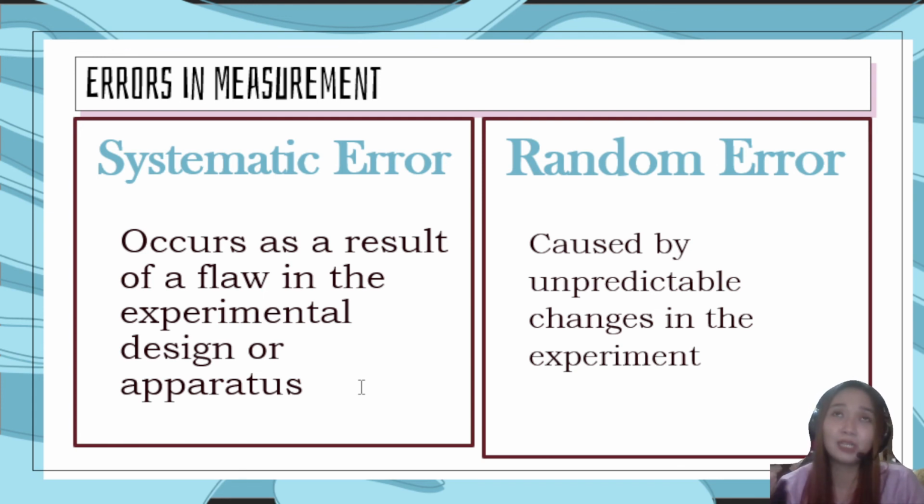Kasi, supposedly, dapat meter, okay? Meter yung gagamitin mo, yung construction meter yung gagamitin mo. Pero yung ginamit mo is ruler, 12-inch lang. So, magkakaroon ka talaga ng systematic error.